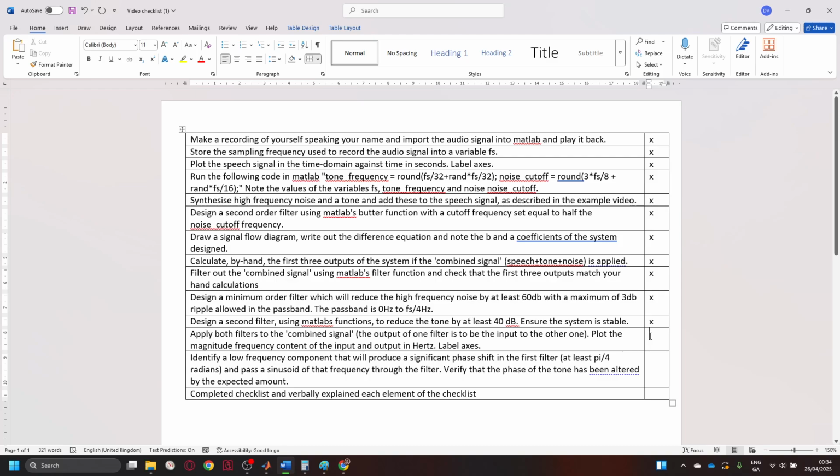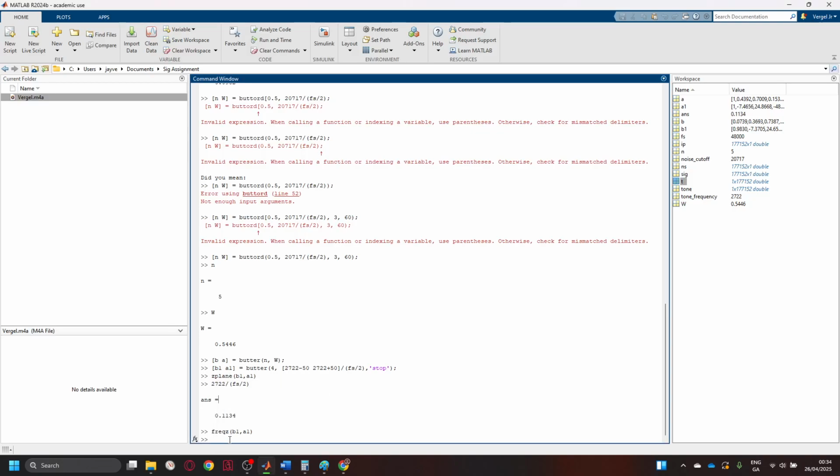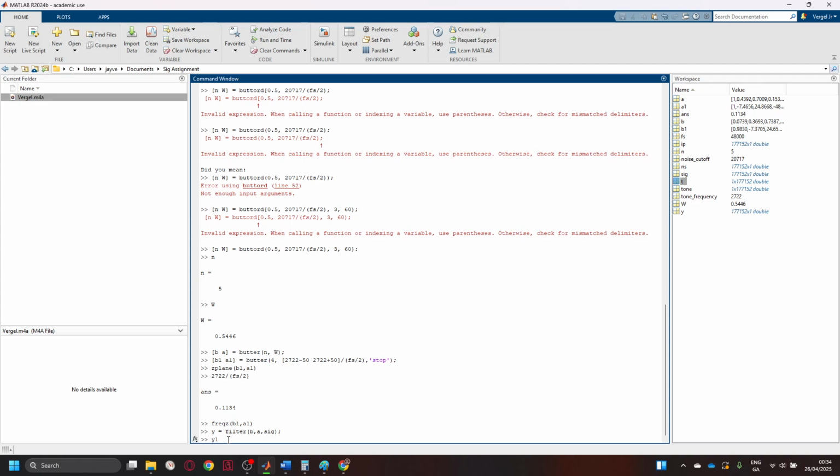Next is to apply both filters to the combined signal. The output of one filter is to be the input to the other one. Plot the magnitude frequency content of the input and output in hertz, and label the axes. So we'll filter the signal. So y is equal to filter b a sig. So this is for the first filter. The next one would be y1.